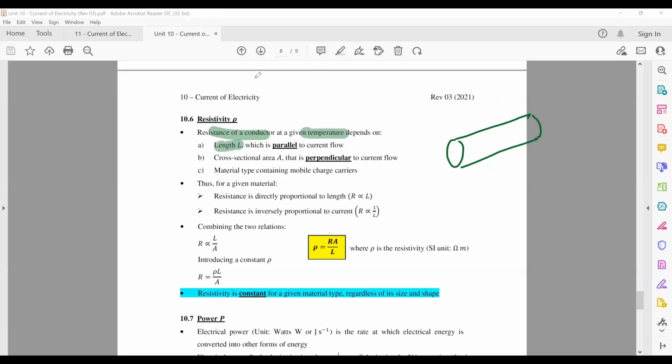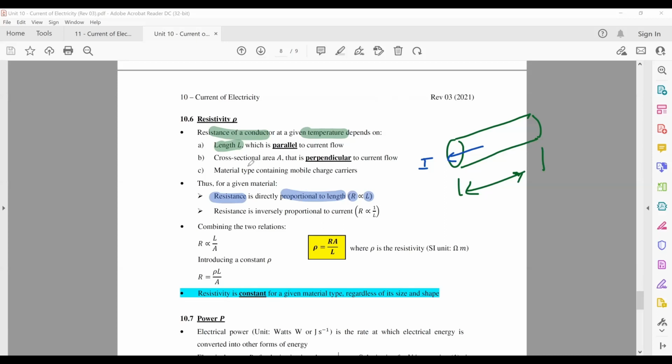It depends on, number one, the length L of the conductor, which is parallel to current flow. Resistance is directly proportional to length. The longer your conductor, the more resistance you encounter.